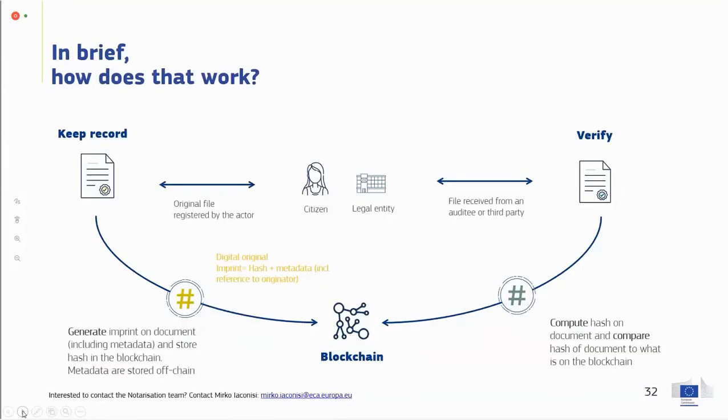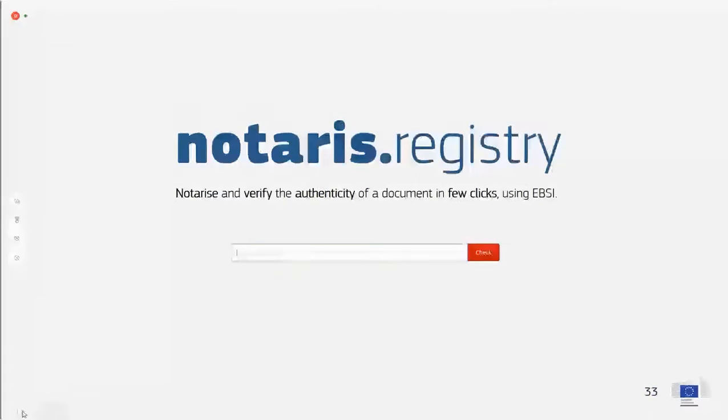Next slide, please. Here we introduce the Notarization Registry, which is the application that implements the notarization capabilities in EBSI, and that is currently being used to run proofs of concept and pilots. Now, the Notarization Registry is fully integrated with, and acts as a gateway to, the EBSI blockchain infrastructure. Next, please.